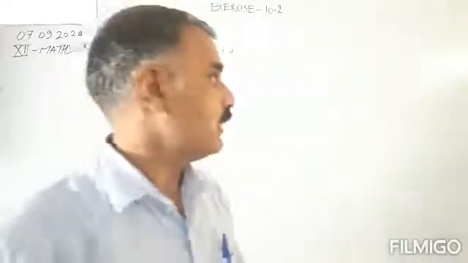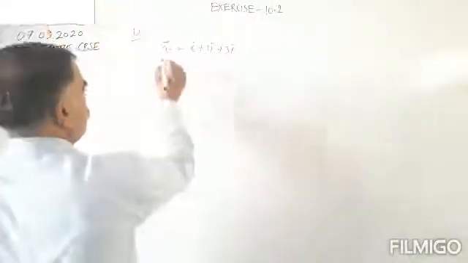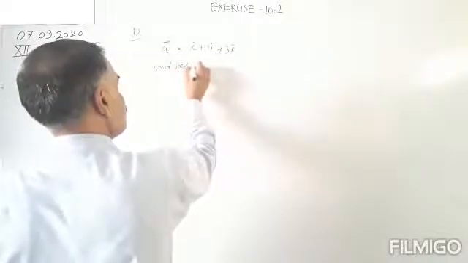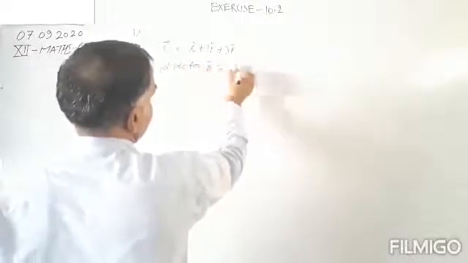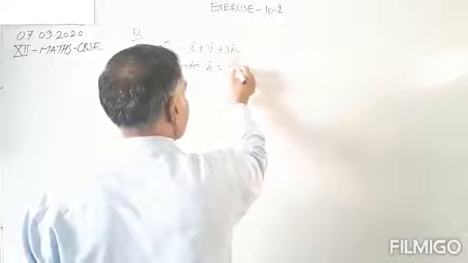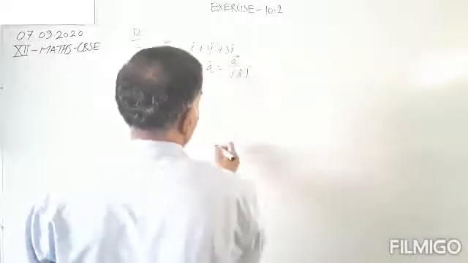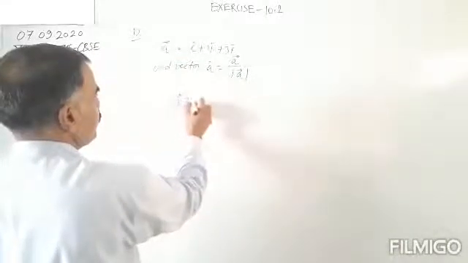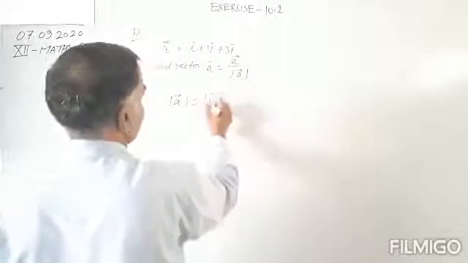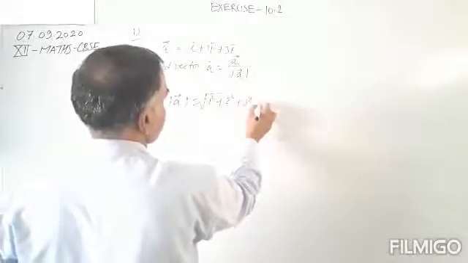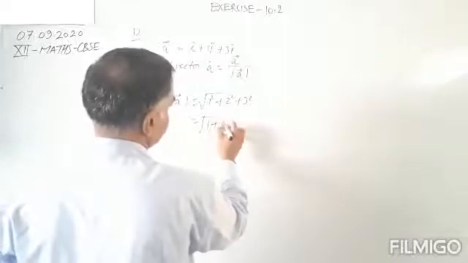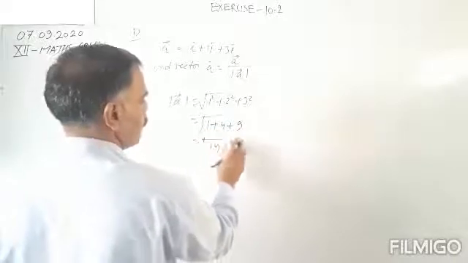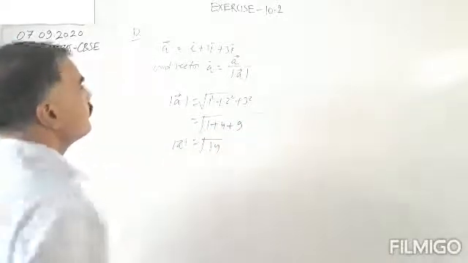Direction cosine of this vector means first of all we will find the unit vector a cap, and a cap is equal to a vector divided by magnitude of a vector. So magnitude of a vector is equal to under root 1 square plus 2 square plus 3 square, which is 1 plus 4 plus 9, equal to under root 14. So magnitude of a vector is under root 14.